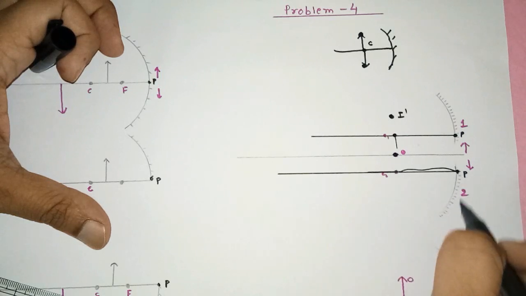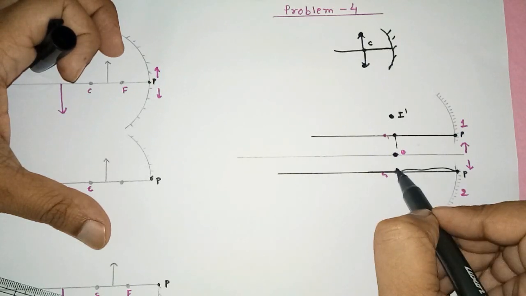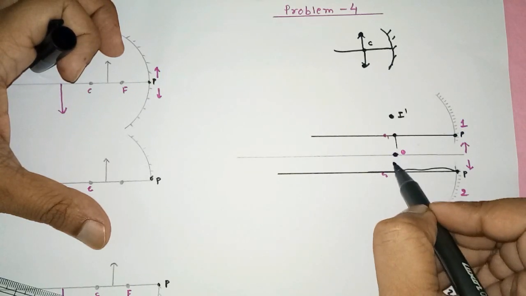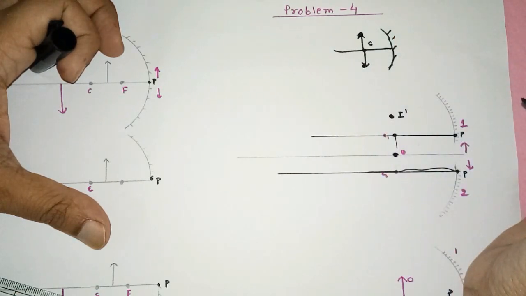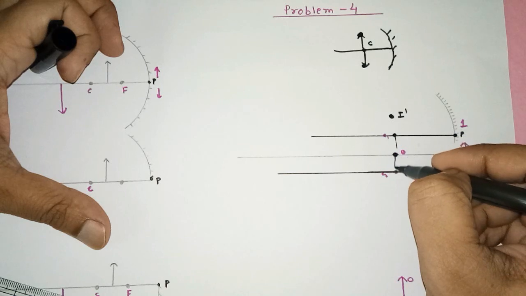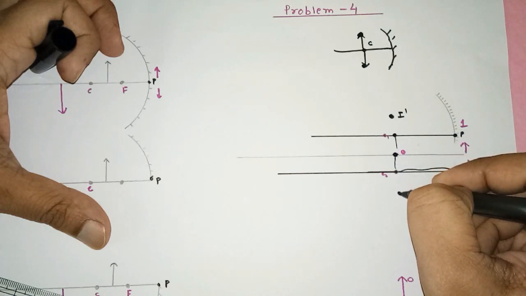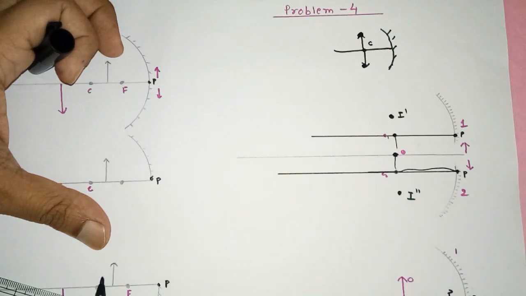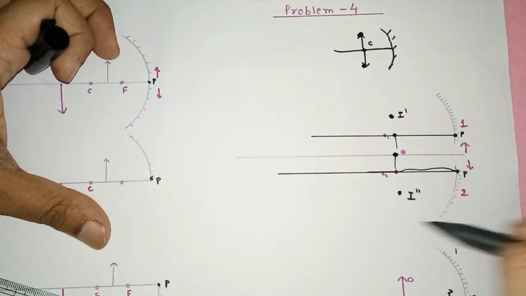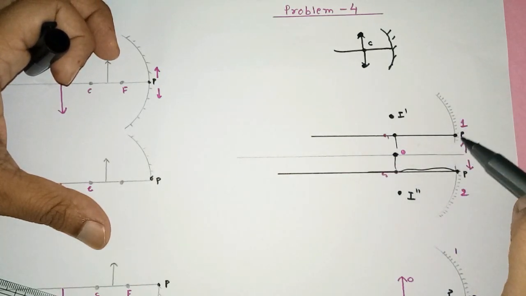For mirror number 2, this is the principal axis, and the object is above the principal axis. So this can be considered as the object, and this would be the image. So at the same point, at C only, at the same distance down, you will get the second image, I2 or I double dash. So this concept is very much important to understand.